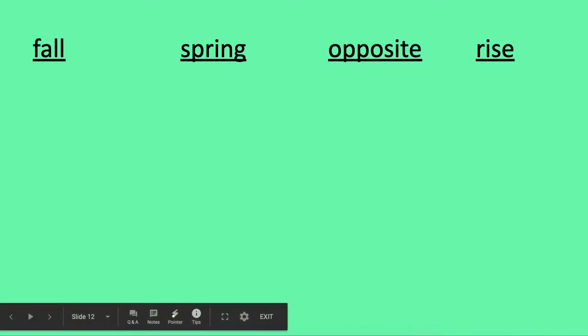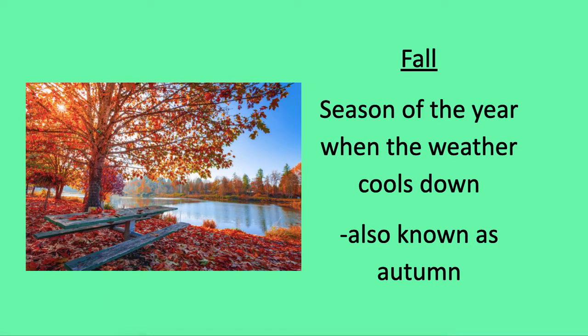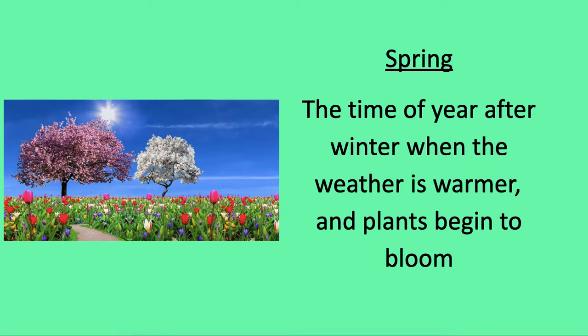Let's read their definitions. Fall is the season of year when the weather cools down. This is the season after summer and the season right before winter. It is also known as autumn. Then we have the word spring. Spring is the season of the year after winter when the weather is warmer and plants begin to bloom. This is followed by summer.